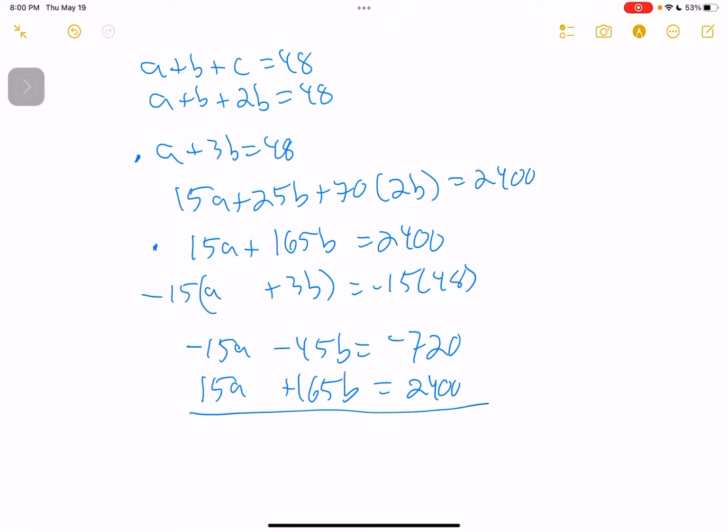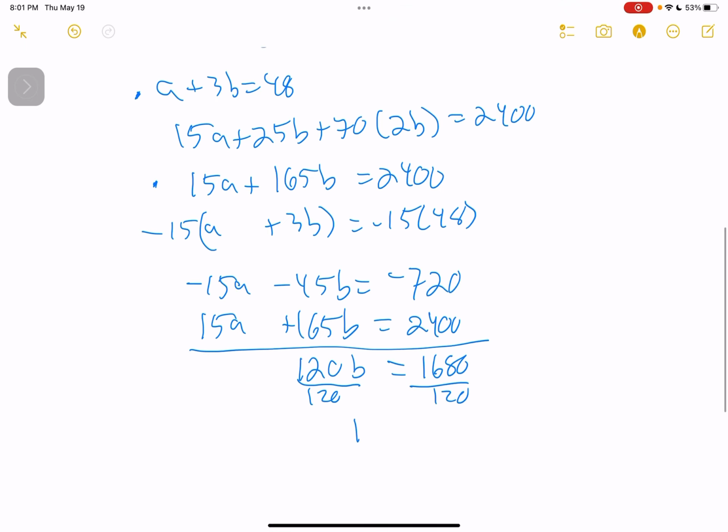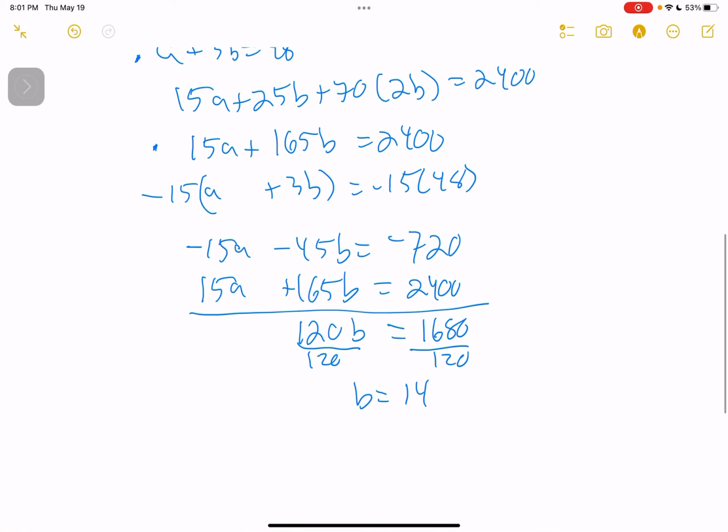So now we can eliminate the A out of there. And what do we have left? Looks like it's 120B equals 1680. So we can divide by 120. And B would equal 14. Oh, that's nice. Now, we know C is 2 times B. So that's going to be 2 times 14. So it's 28. Okay, 28 liters.